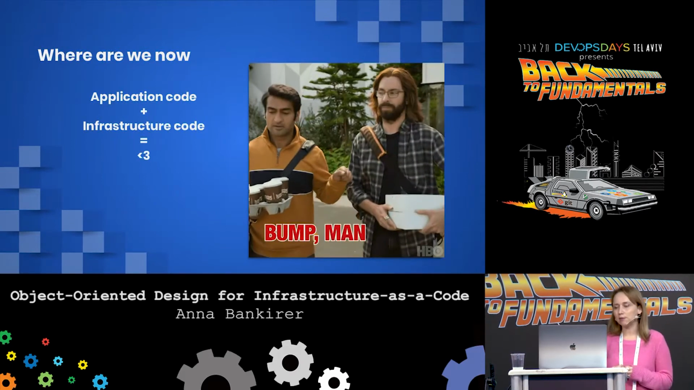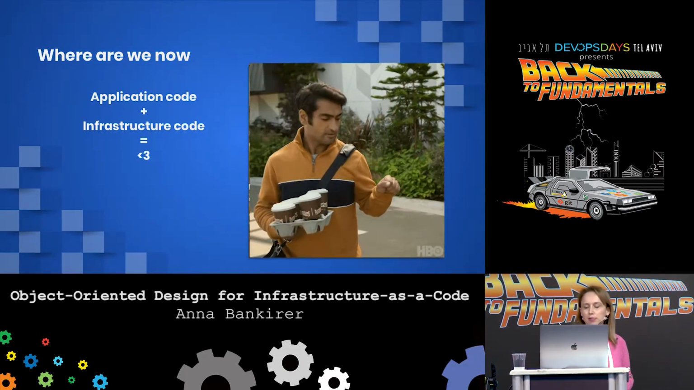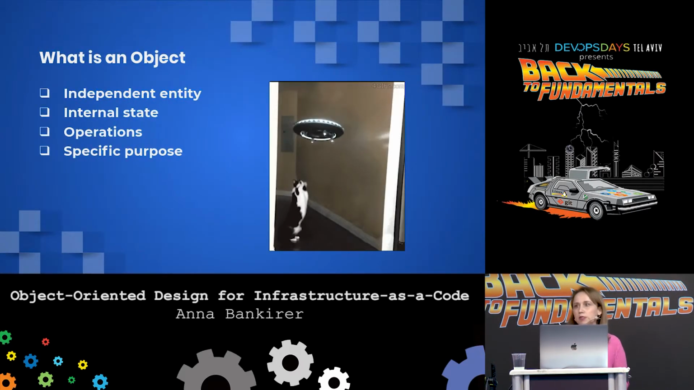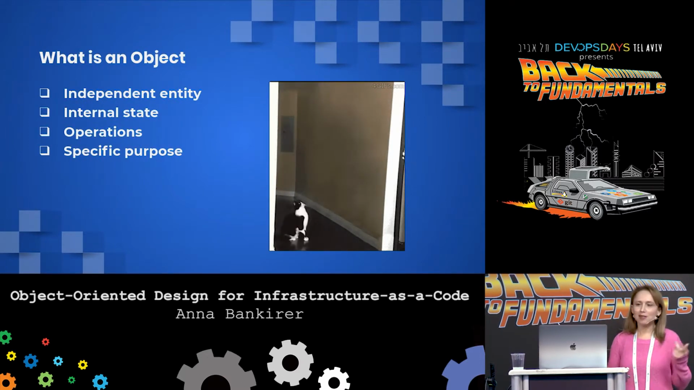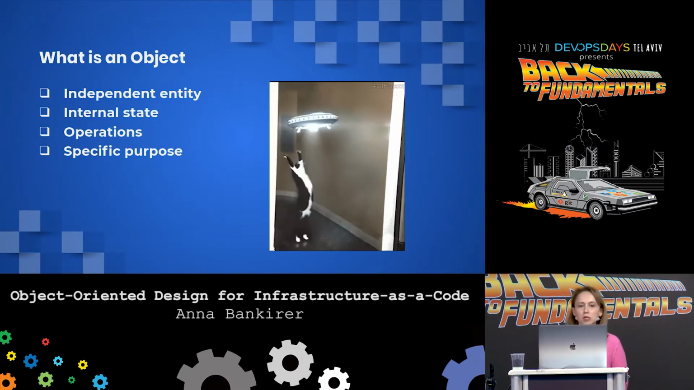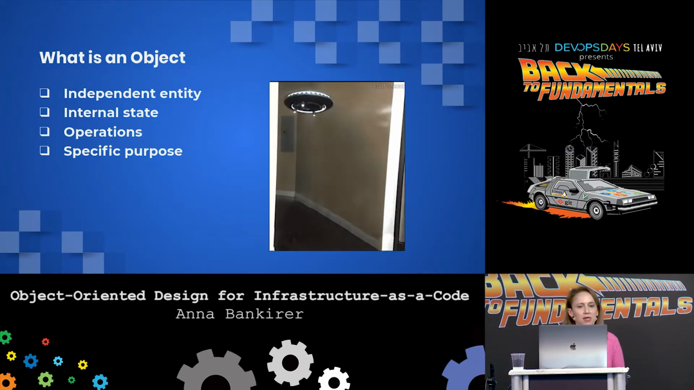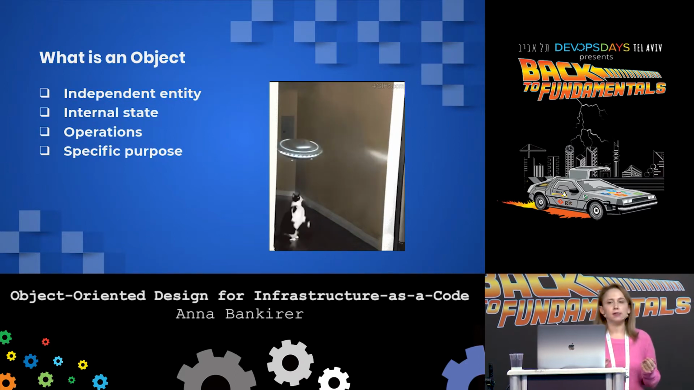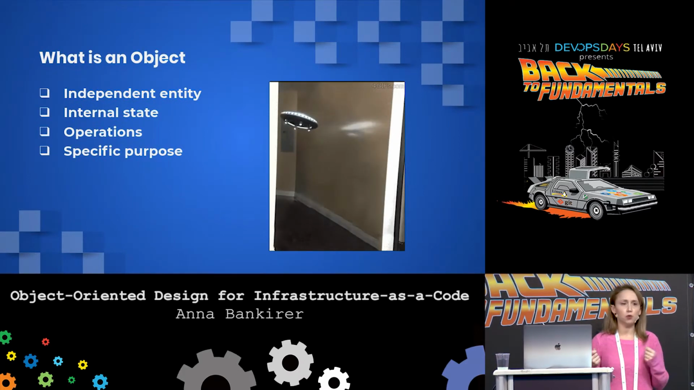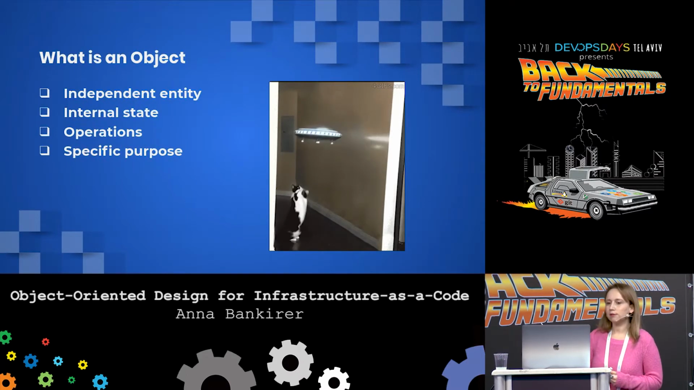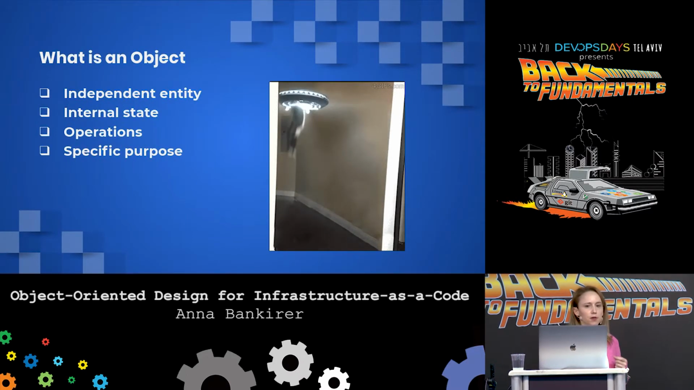And one of these concepts, at least in my opinion, is object-oriented design. So to start describing the principles of object-oriented design, let's first define what's our basic unit of work. And in object-oriented design, it's unsurprisingly an object. So what is an object? Basically, it's an independent entity that has an internal state, a set of operations that define how the object communicates with other objects, and hopefully it will have a very specific purpose.